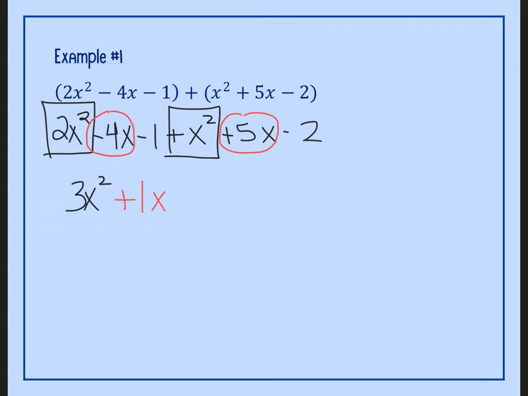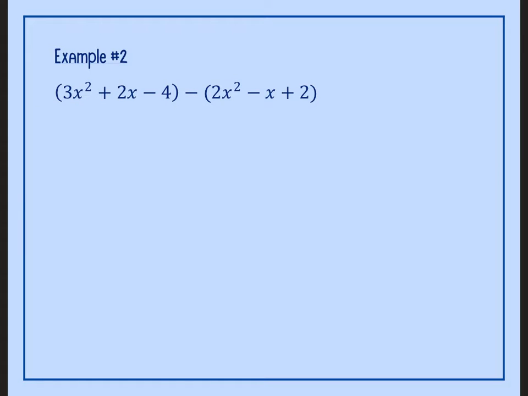And last but not least, we have our constants. Our constants are numbers that don't have any variables attached. So I have negative 1 minus 2. So negative 1 minus 2 gives me negative 3. And this is your final answer of combined polynomials.